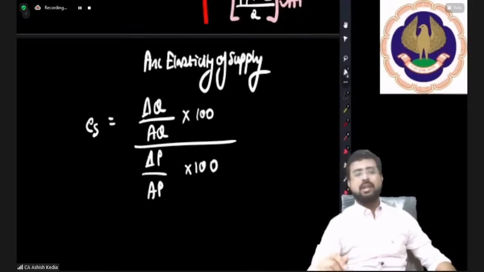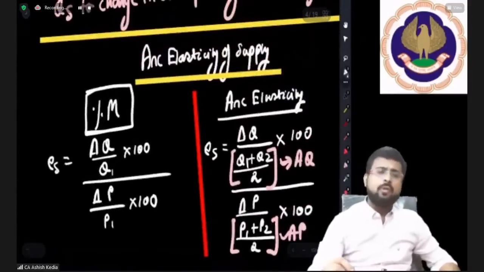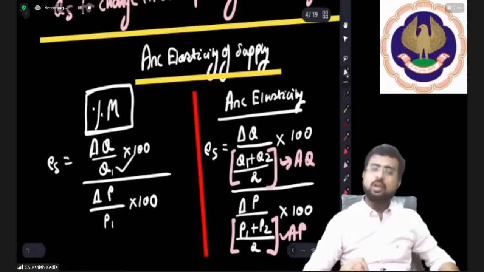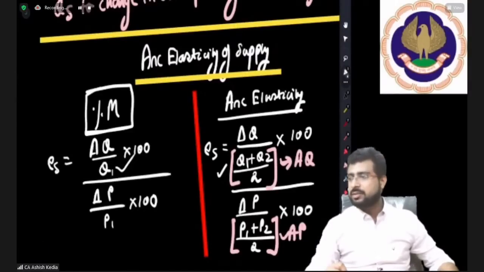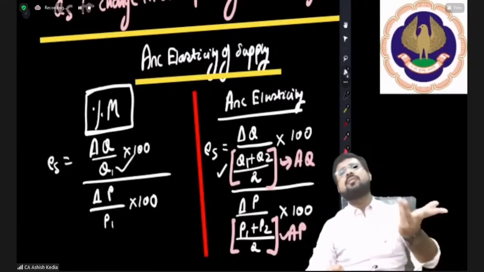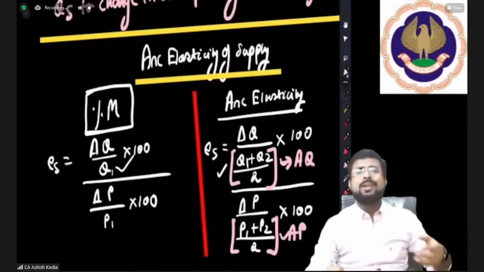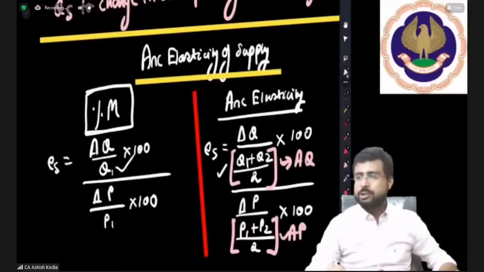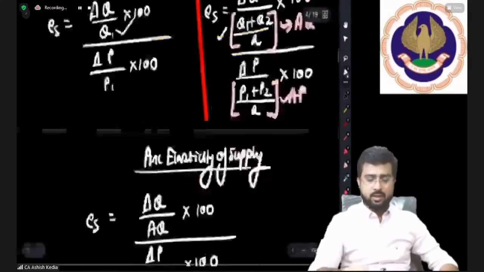Yes, the answer might come different. Very good question asked by one of our friends: will the answer be different? Obviously, because the way you are calculating is different. Here you are taking original quantity, here you are taking average quantity, so it is completely different. Our friend Priya is asking how do we know which method to use when? My dear friend, the question will tell you. You don't need to bother about that.